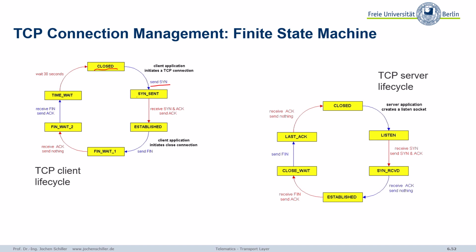Then we're in a state SYN send, waiting for SYN ACK. Then we send the ACK, and this is our three-way handshake. So this is the first step, second step, third step, and then the connection is established. In the state established, we exchange the data.